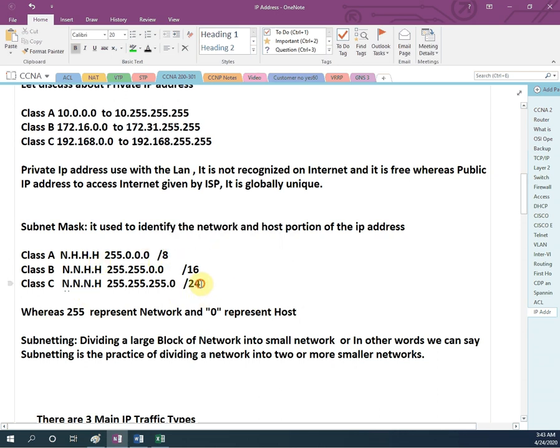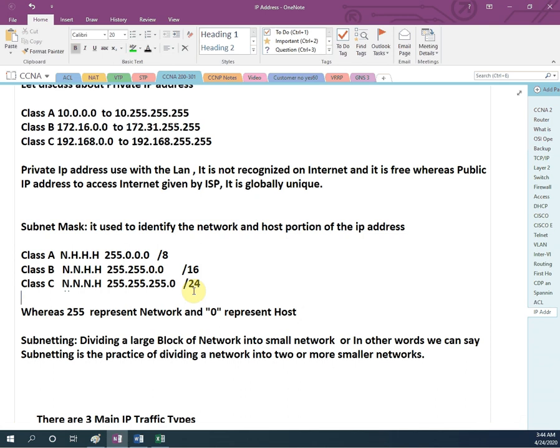Now we are going to change these values by doing the subnetting. Just remember, subnetting is nothing but dividing. If you take any room, or if you divide a paper into two blocks, that is also subnetting. In simple words, subnetting is dividing a large network into smaller networks.